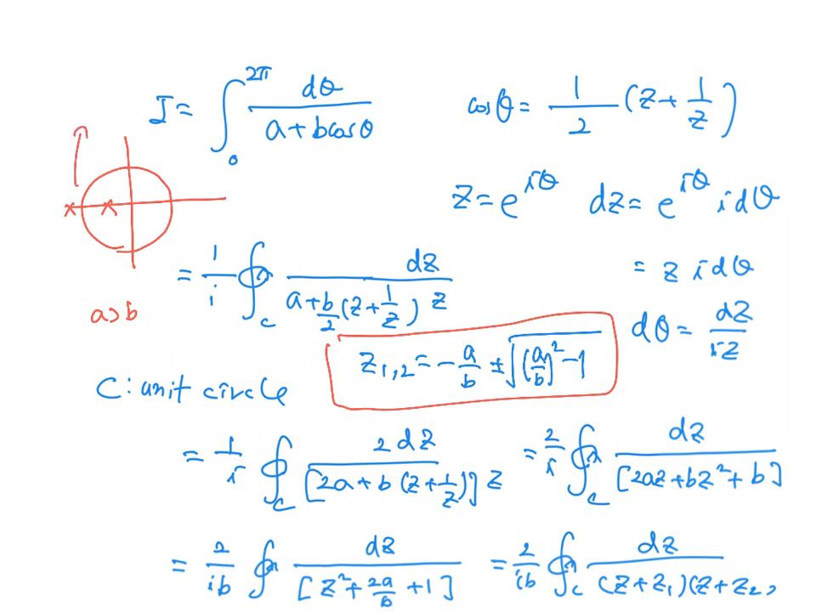This one is minus a over b minus the square root of (a over b) squared minus 1. Say this is c1, and this point is c2, which is minus a over b plus the root. So we know that if you have a partial fraction of this integral, then only one term contributes, right?